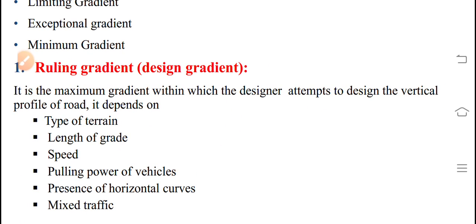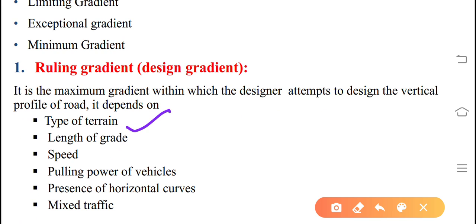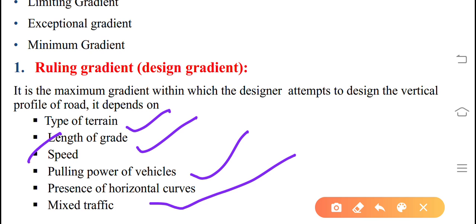Ruling gradient is also known as design gradient. It is the maximum gradient within which the designer attempts to design the vertical profile of the road. It depends on many factors: type of terrain, length of grade, that is gradient, speed, pulling power of vehicle, presence of horizontal curves, and mixed traffic. These are all the various factors on which the ruling gradient is decided.